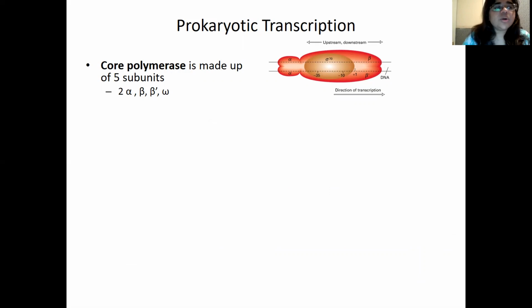So the core polymerase is made up of 5 subunits: 2 alpha, 1 beta, beta prime, and this unit here. I forgot, it's a Greek letter. I just forgot what it was right now. So anyways, these are the 5 units that we have. I will eventually figure it out and tell you what it's called. Or if you have any ideas, let me know. Anyways, we have those 5 subunits in the polymerase.